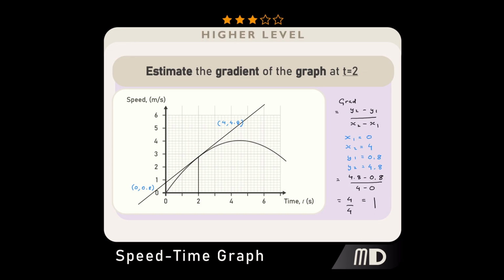For this question, an answer between 0.7 and 1.1 is considered acceptable. For more explanation and examples of calculating the gradient of a line, search our channel for gradient.